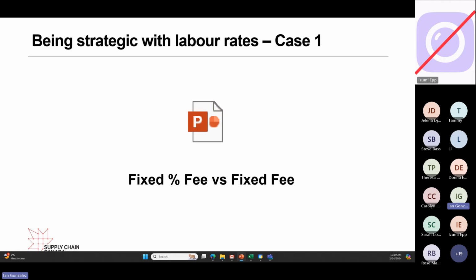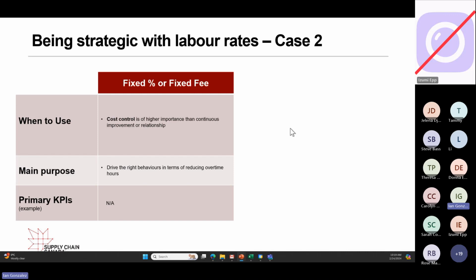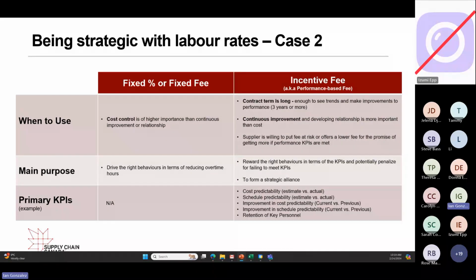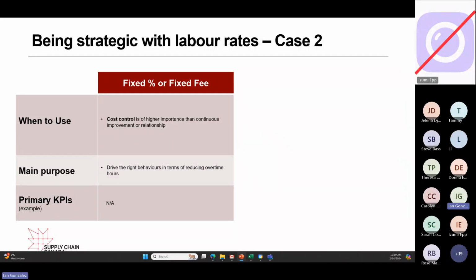Okay, now we'll do case number 2. Case number 2 is fixed percentage or fixed fee versus incentive fee. Not very common, but it's a high risk, high reward kind of thing. So let's look first at the fixed fee or fixed percentage fee. You use it if cost control is of high importance rather than continuous improvement of a relationship.